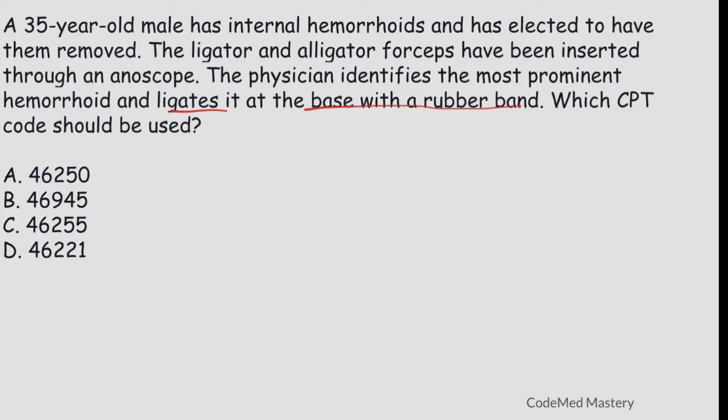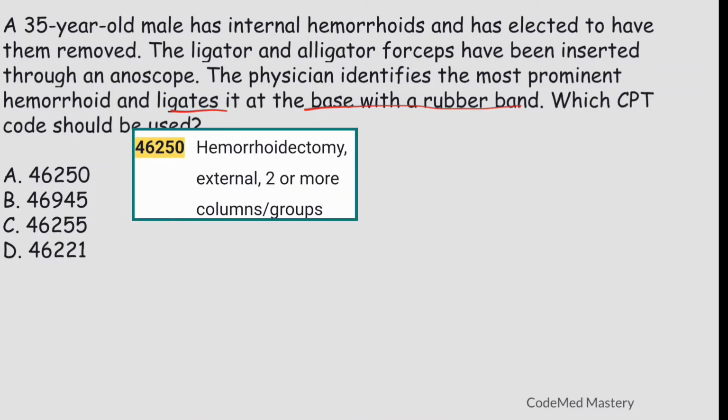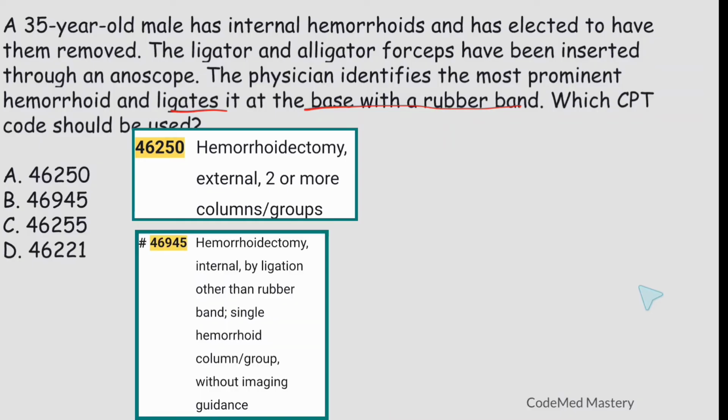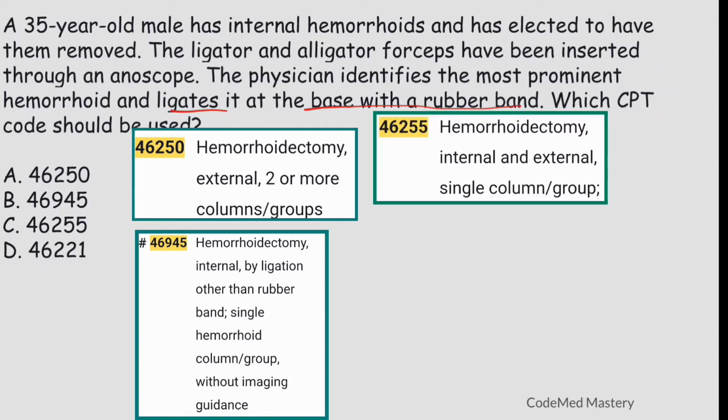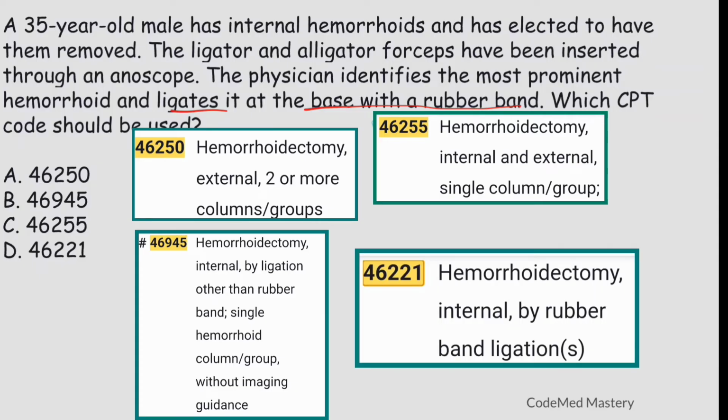Check option A, 46250. 46250 is for hemorrhoidectomy external 2 or more columns or groups. 46945 in option B is for hemorrhoidectomy internal by ligation other than rubber band single hemorrhoid column without imaging guidance. And check option C, 46255, which is for hemorrhoidectomy internal and external single column group. And check option D, 46221, that is for hemorrhoidectomy internal by rubber band ligation. In the scenario, they have mentioned the physician identifies the most prominent hemorrhoid and ligates it at the base with the rubber band. So which among these 4 codes is the right answer?